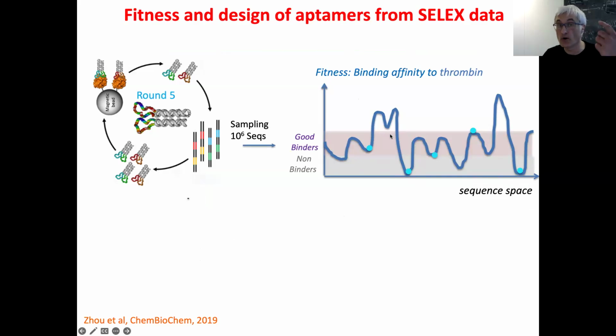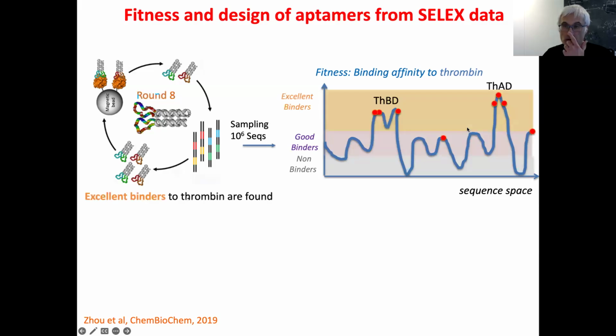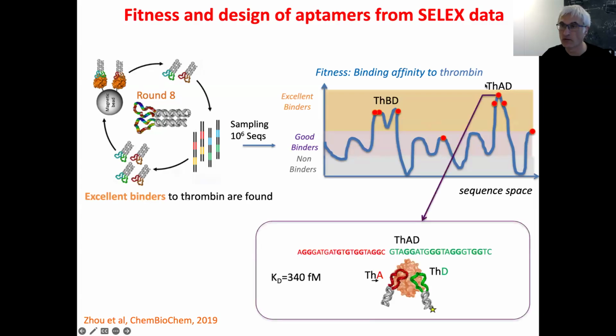Now, if you increase the number of rounds of selection, you start by having better binders. And if you go up to round 8, which is the maximum number of rounds that was tried in this experiment, you get very good binders, excellent binders. And one of them, thrombin AD, if you remember about chemistry, has a binding affinity constant which is extremely low, 340 femtomolar, which is quite remarkable.